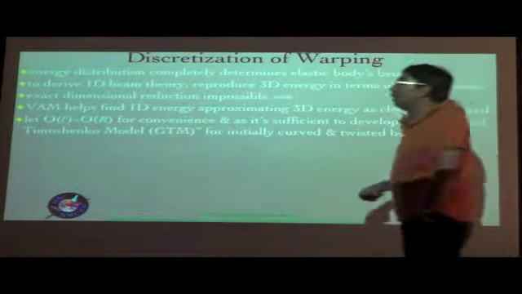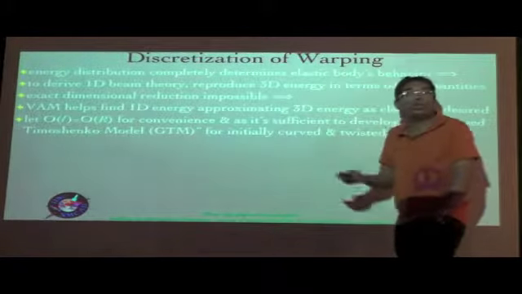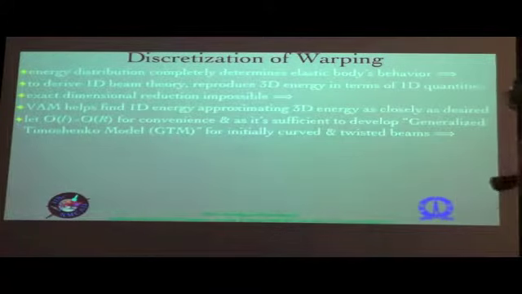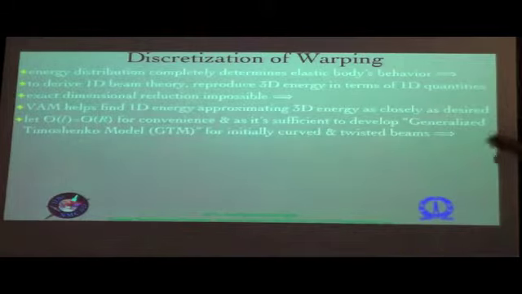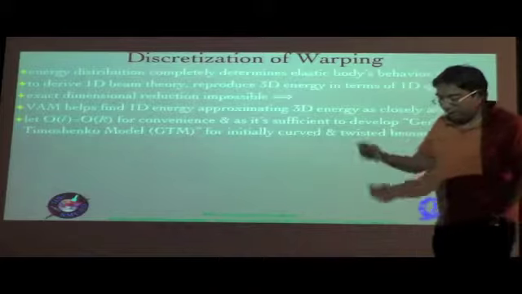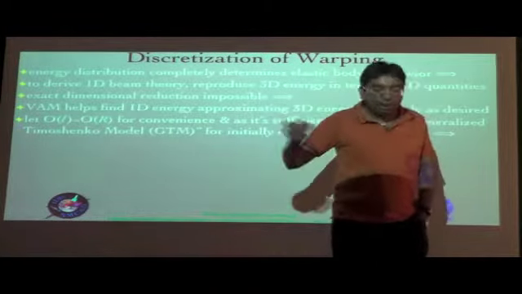So let the order of L be the same as the order of R, which is the same as saying that A by L squared is negligible or A by R squared is negligible, which we already stated in the previous slide for convenience. And as it is sufficient to develop what we are going to do now, which is a generalized Timoshenko model.